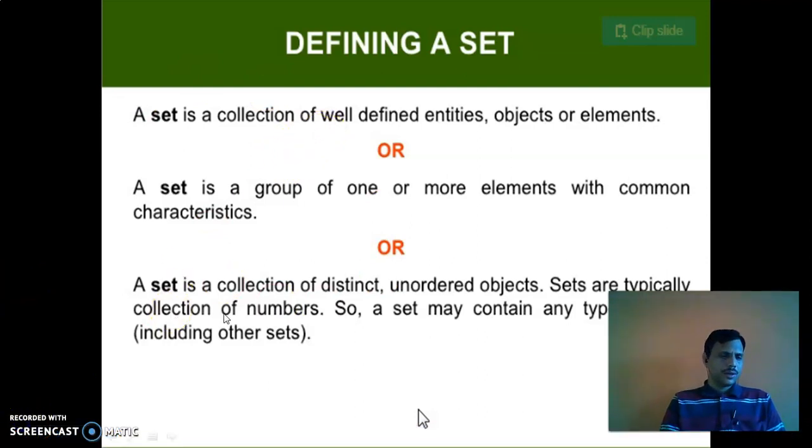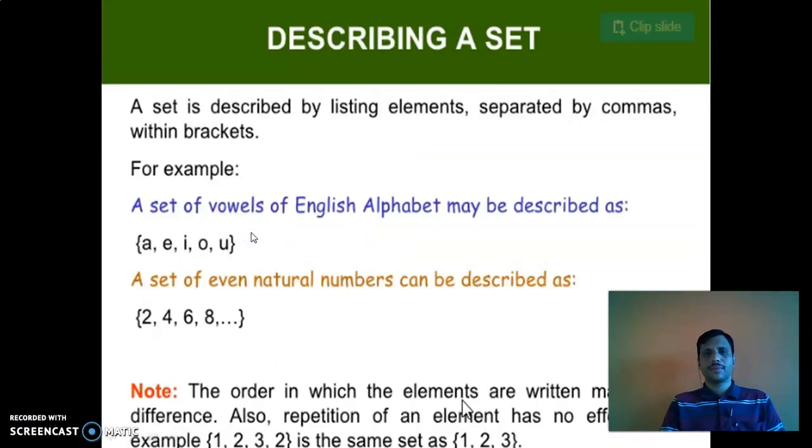Okay, we see more examples of sets. First, we see describing a set. A set is described by listing elements separated by commas within brackets. For example, the set of vowels of the English alphabet may be described as {A, E, I, O, U}. A set of even natural numbers can be described as {2, 4, 6, 8}.